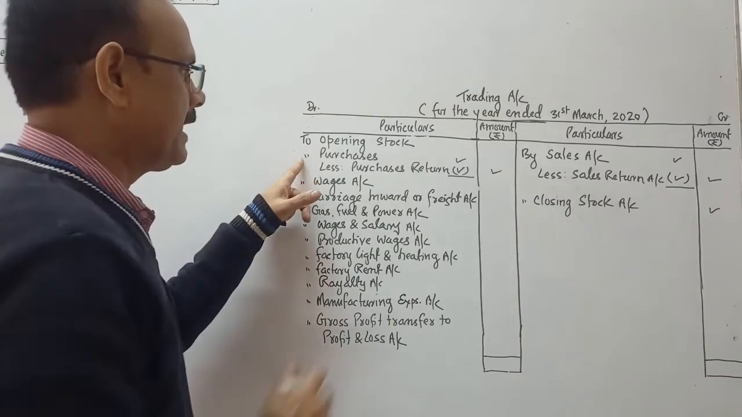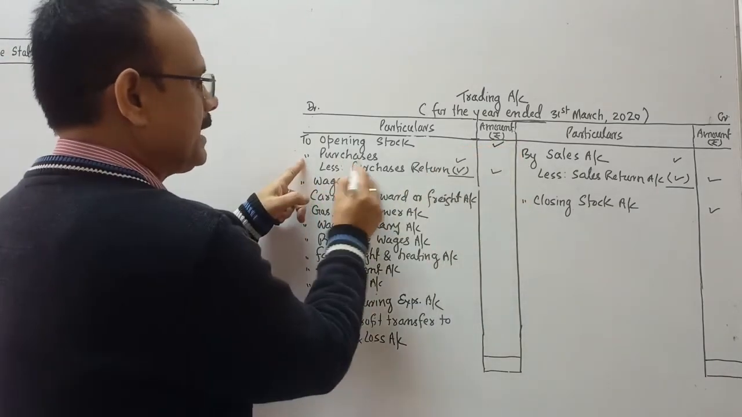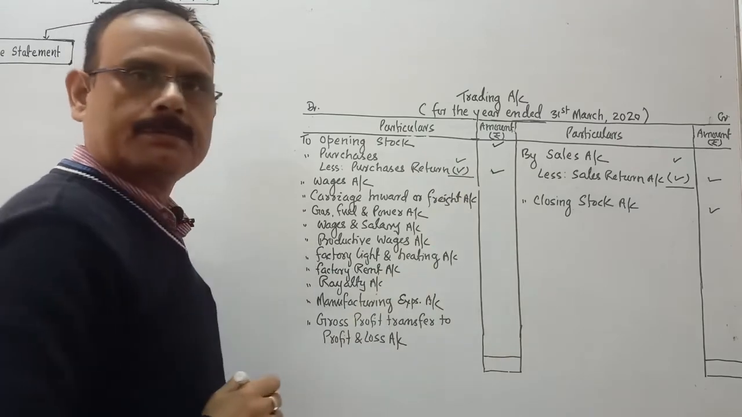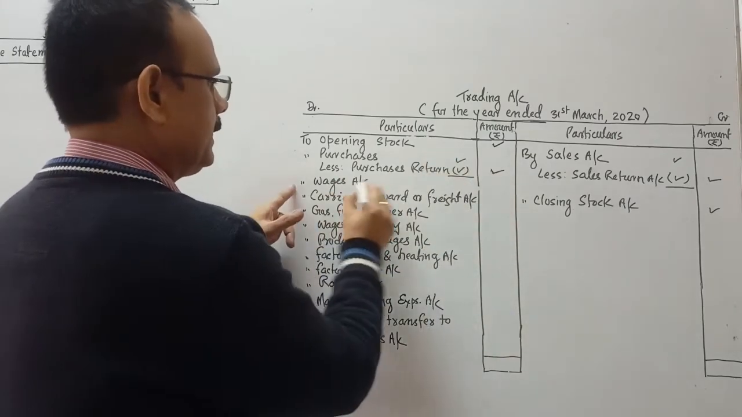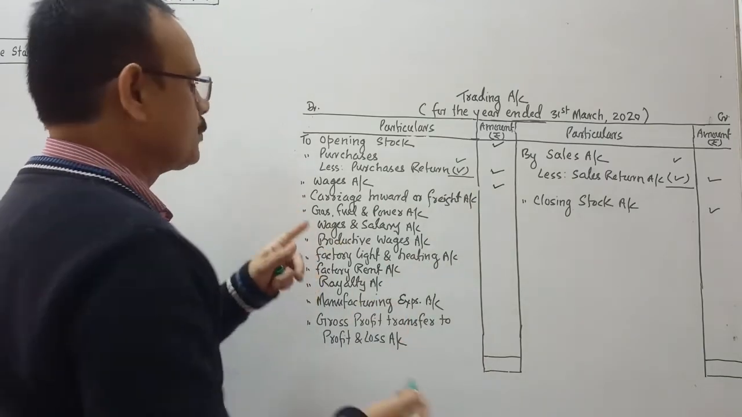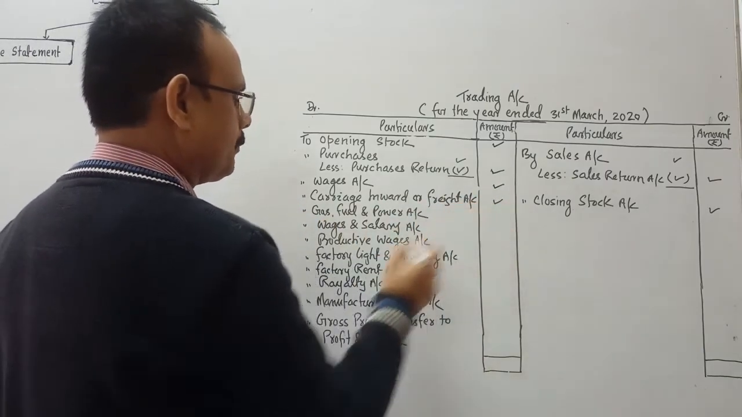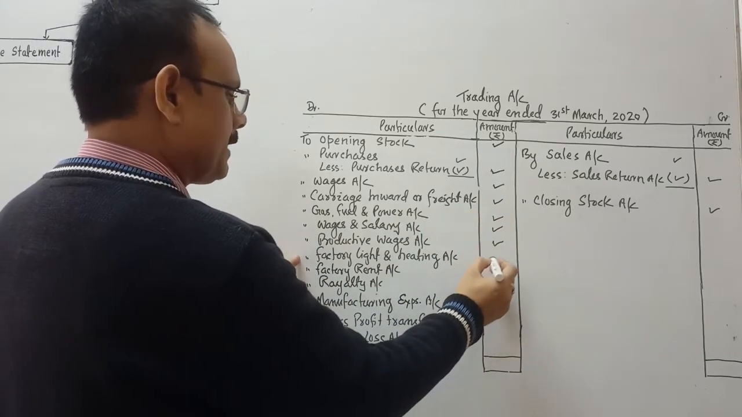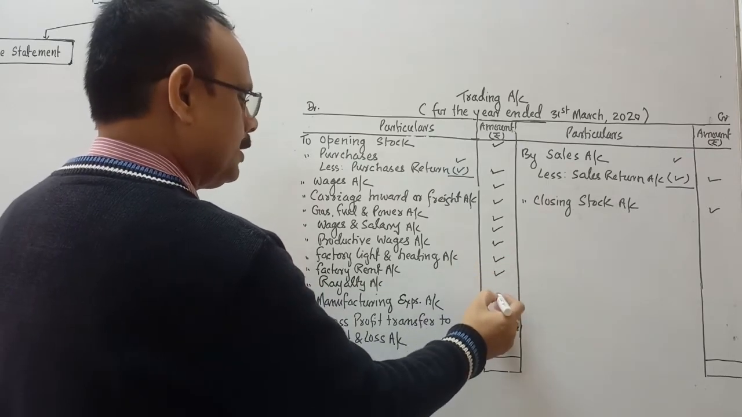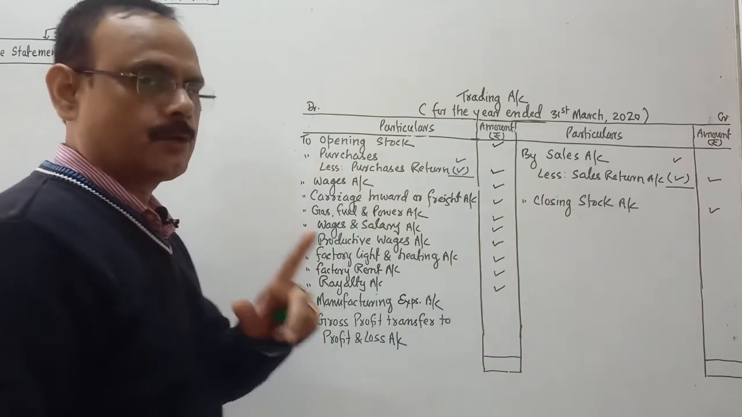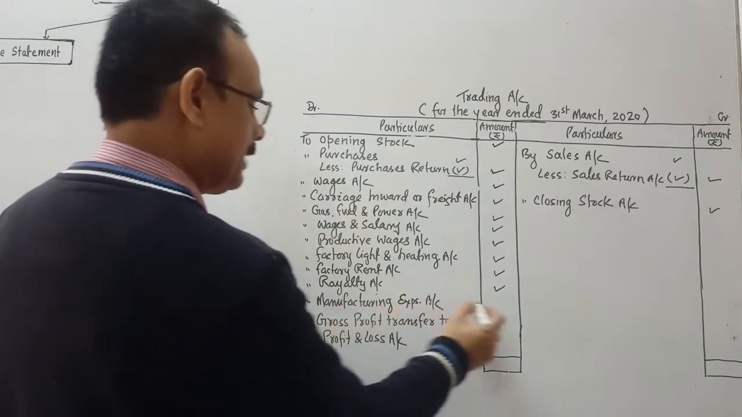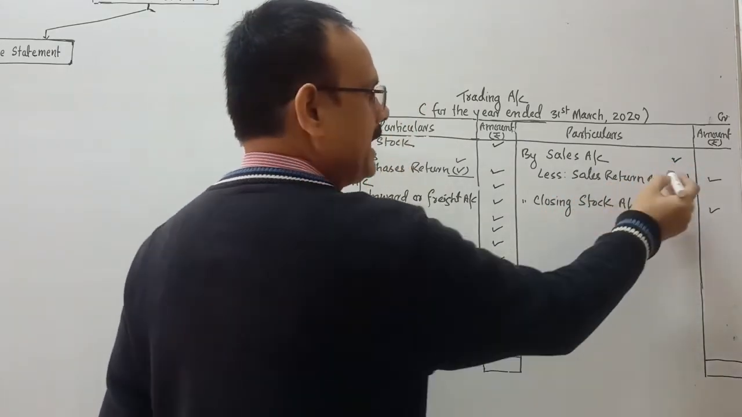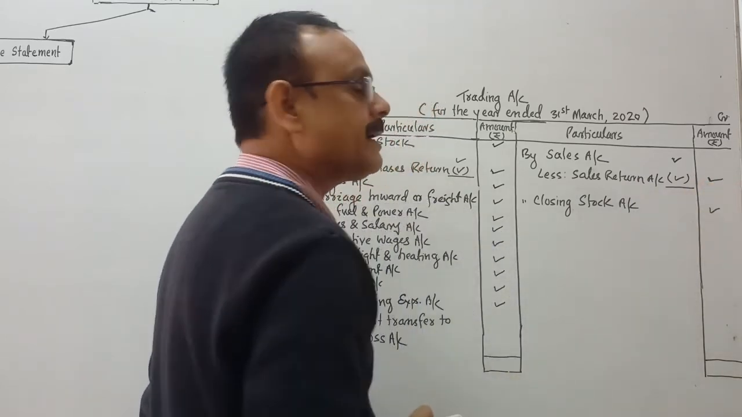So you write the opening stock over here. Then purchase, in the inner column; if there is a purchase return, you deduct it and write the net purchase in the outer column. Then wages or productive wages, carriage inward or freight, gas, fuel and power, factory lighting and heating, factory rent, royalty, which must be based on production, and manufacturing expenses. On this side you write the sales, total sales minus sales return. This figure will indicate net sales.